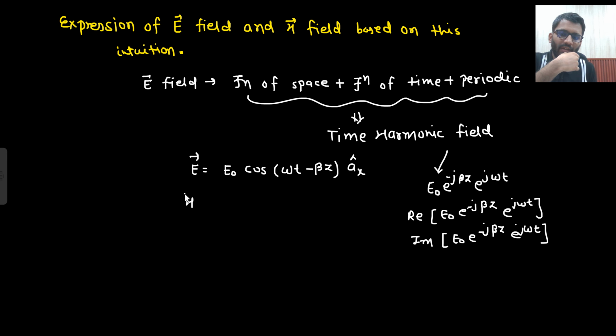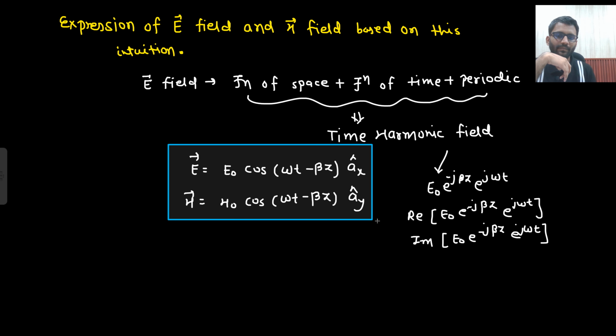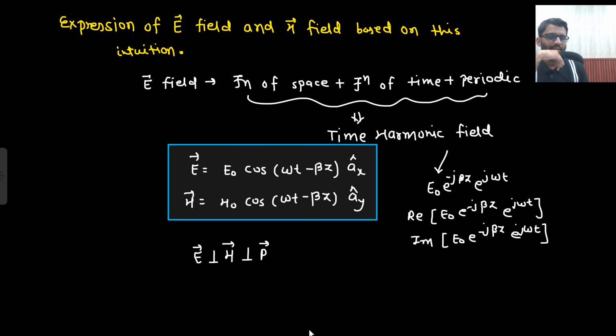And what will be your H field? H field will be H naught cos(omega t minus beta z) ay cap. This will be your H field, right? So these I have written down. So from here, what did you get to know? That your electric field is perpendicular to magnetic field and it is perpendicular to the direction of propagation, right? If direction of propagation is z, then certainly there will be no component of electric field in z direction.